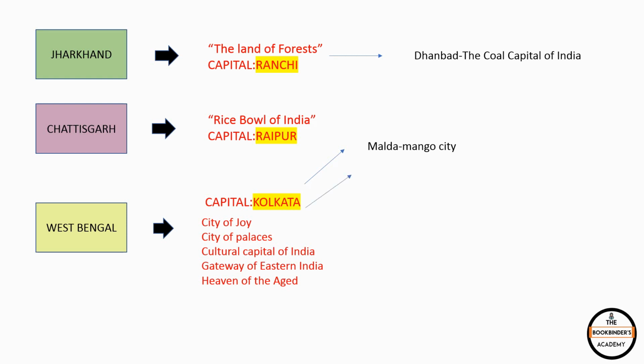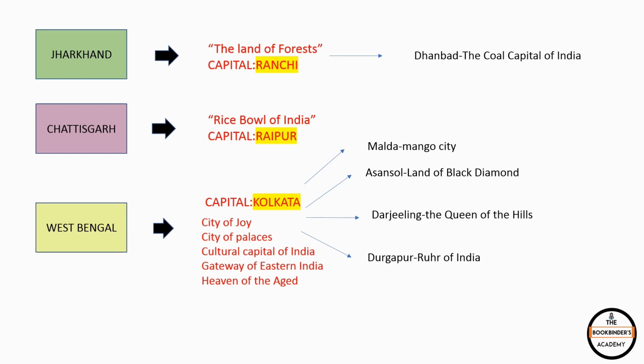Now, the cities that we're going to be discussing are Malda, Asansol, Darjeeling, and Durgapur. Now, Malda is called the mango city. This is because the city is famous for a particular kind of mango referred to as the Malda. And the next city that we're going to be discussing is Asansol. Asansol is called the land of black diamond because Asansol is a mineral-rich land, and a lot of coal is found in Asansol, and hence the reference land of black diamond.